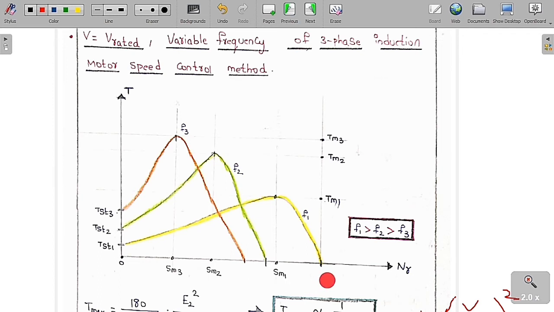So whenever the frequency increases, the maximum torque decreases, the starting torque decreases, the slip at maximum torque decreases, and the synchronous speed increases. You can see the synchronous speed is increasing, and the maximum torque and the starting torque are decreasing as the frequency is increasing, and the slip at maximum torque is also decreasing. These are the things you can visualize from this graph.